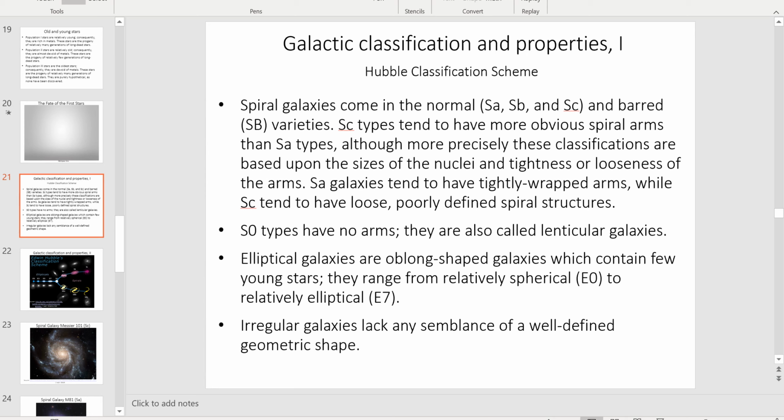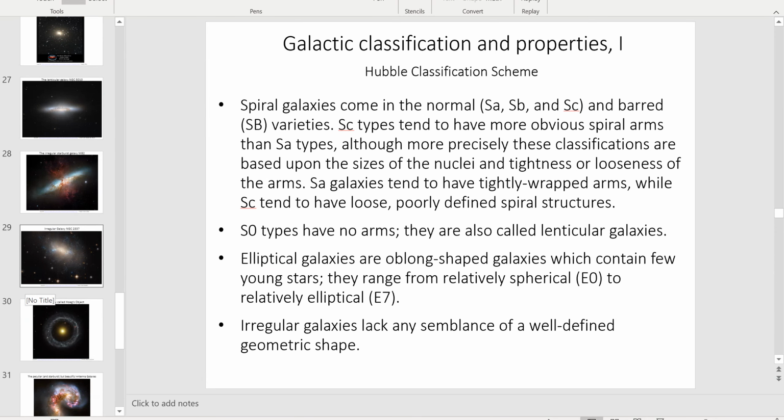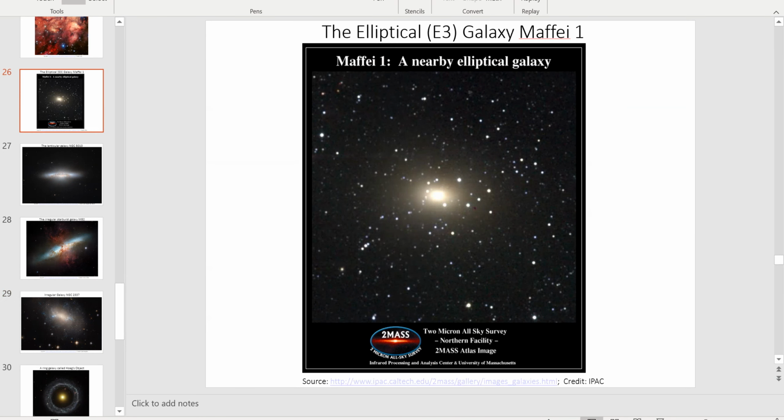I think I have an example of an elliptical galaxy. Sorry, that's not it. Here it is. This is an elliptical galaxy. This is an E3 galaxy. E7 being highly elliptical. This is roughly in the middle, so it's an E3.